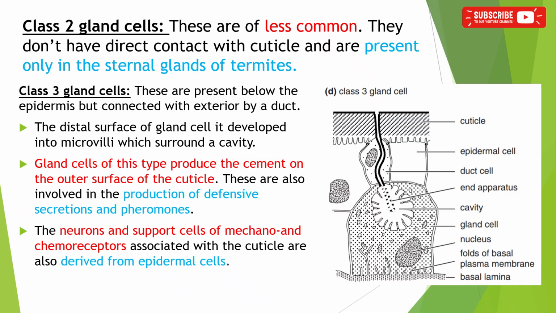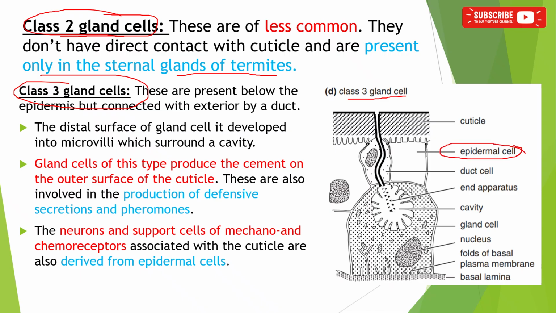Then coming to the class 2 gland cells, these are less common, and they do not have any direct contact with the cuticle. They are mainly reported in the sternal gland of a termite. Then coming to the class 3 gland cells, here you can see the picture. These gland cells are present just below the epidermal cells, and the gland is connected to the exterior by a small duct.